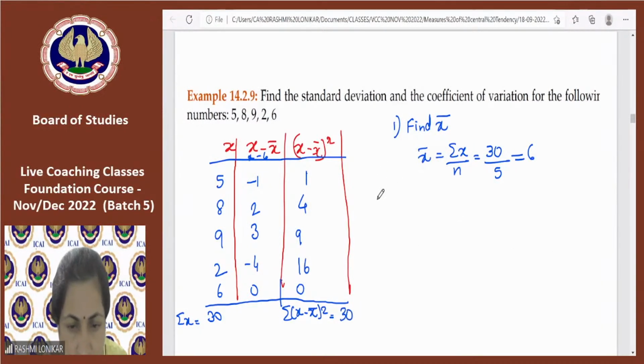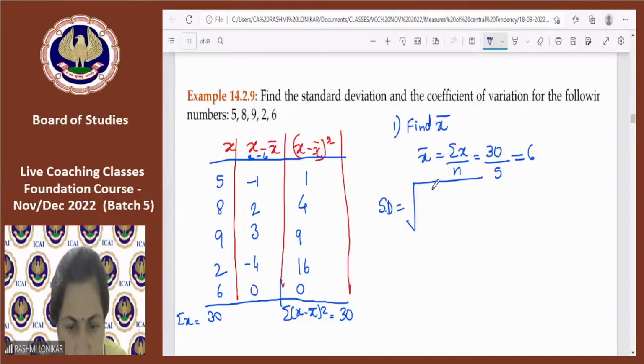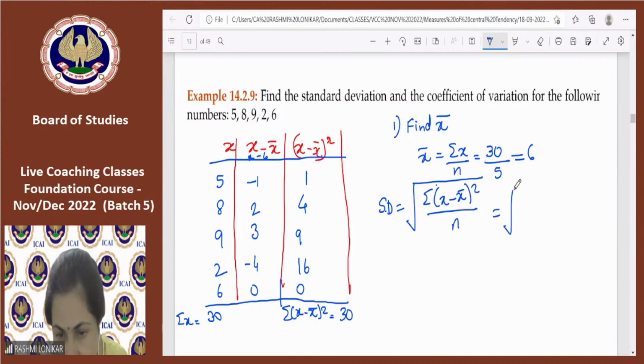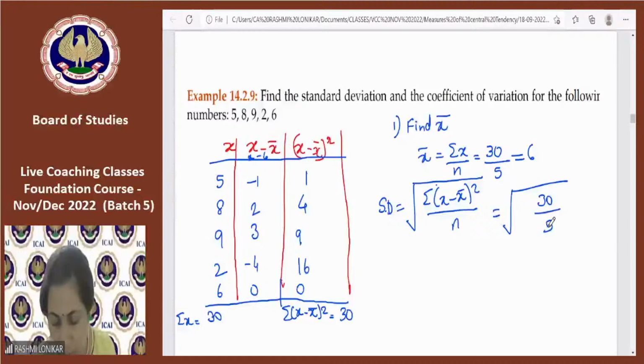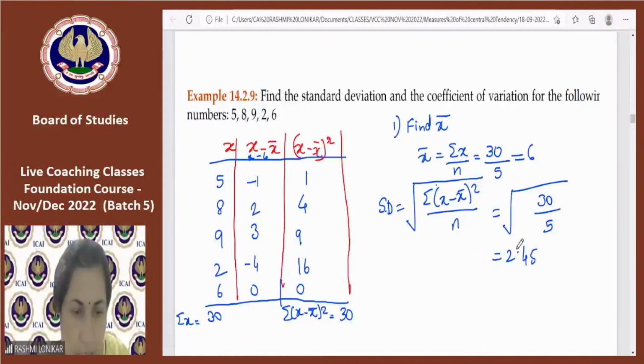Okay, so standard deviation is equal to square root of summation x minus x bar whole square upon n. So that is 30 upon n, which is 5. So 30 divided by 5 is how much? 6. And what is the square root of 6? 2.45. Okay, just see whether you've understood this or not.